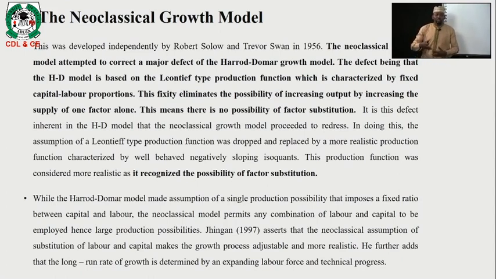But the neoclassical growth model makes the growth process more flexible, in that there can be changes in the proportion of both factors, so that you can decide to increase capital and then reduce labor in order to improve your productivity. So it is this defect inherent in the HD model that the neoclassical growth model proceeded to redress. In doing this, the assumption of a Leontief type production function was dropped and replaced by a more realistic production function characterized by a well-behaved negatively sloping isoquant. This production function was considered more realistic as it recognized the possibility of factor substitution.